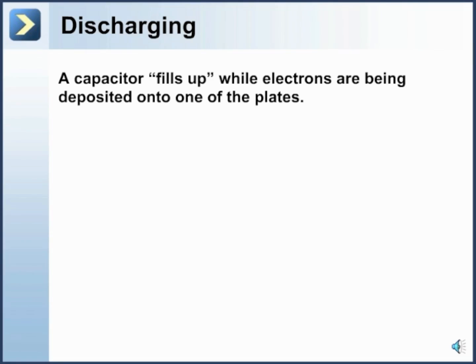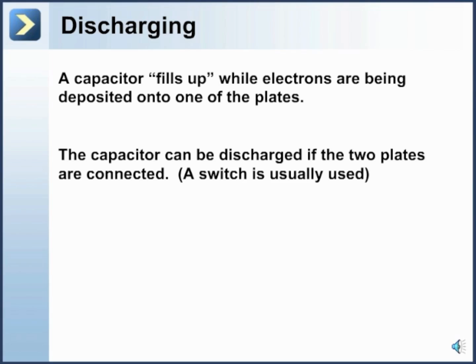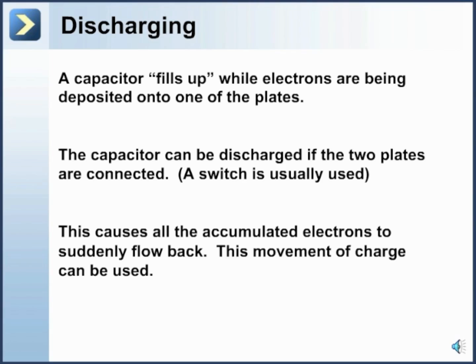Okay, now let's talk about discharging a capacitor. We already know that a capacitor fills up while electrons are being deposited onto one of the plates. But the capacitor can be discharged if the two plates are connected. Usually a switch is used for that. Now the whole point of having a capacitor is for the discharge. You know, what's the point in saving pennies up in the piggy bank unless you use them? This causes all the accumulated electrons to suddenly flow back. And this movement of charge can be used to do work. It's used when you need a sudden burst of energy.